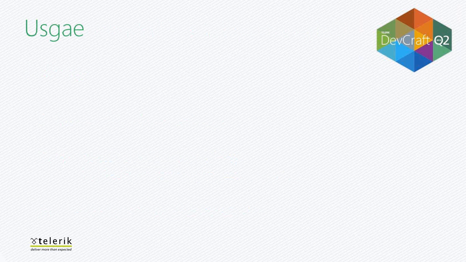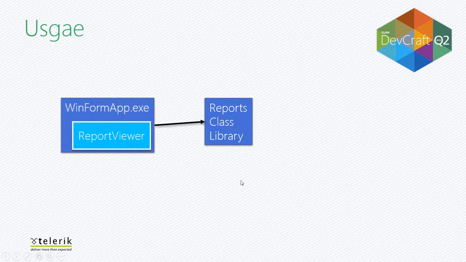Now this is interesting. Take a look at this. As I said, if you create your report in a class library, let's call it the reports class library, here is what you can do with that. Let's assume you have a WinForms application, so that is an exe. We have a report viewer for WinForms, the classical Windows Forms, that can consume this library and show you the report.